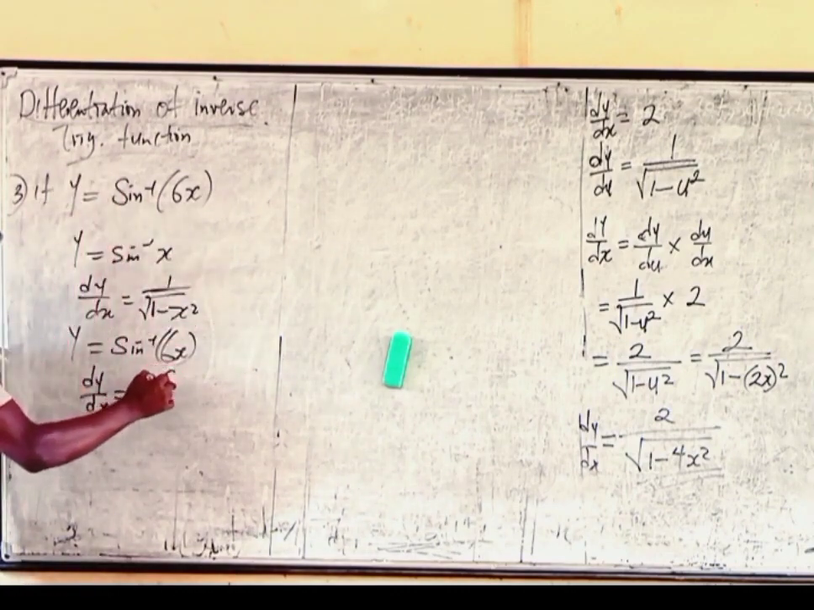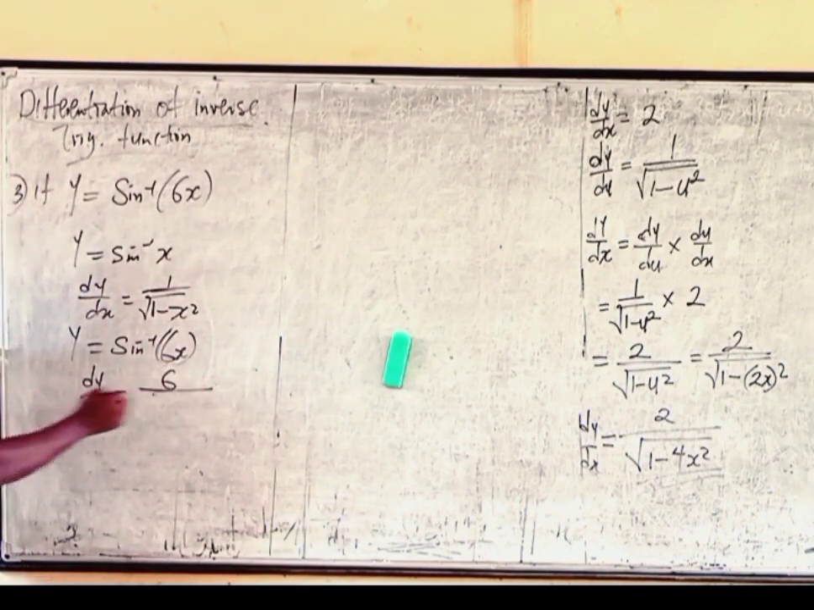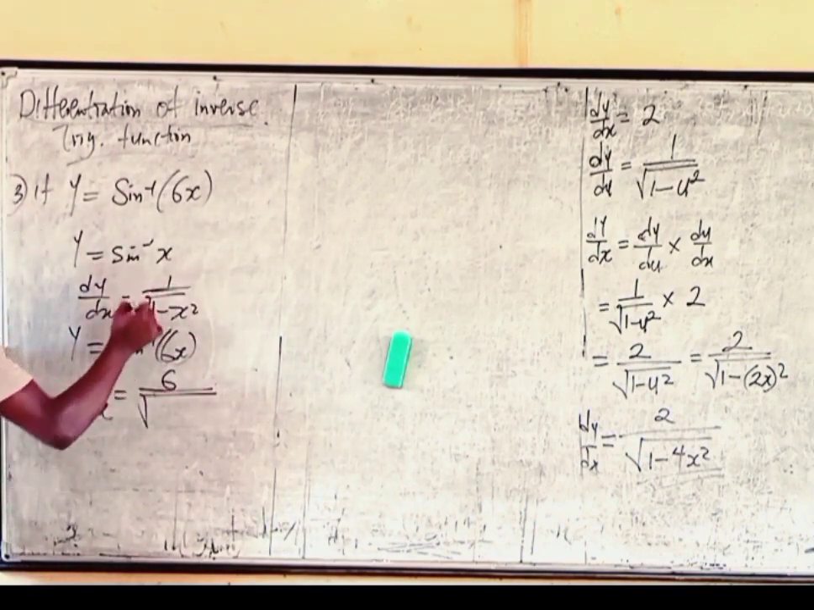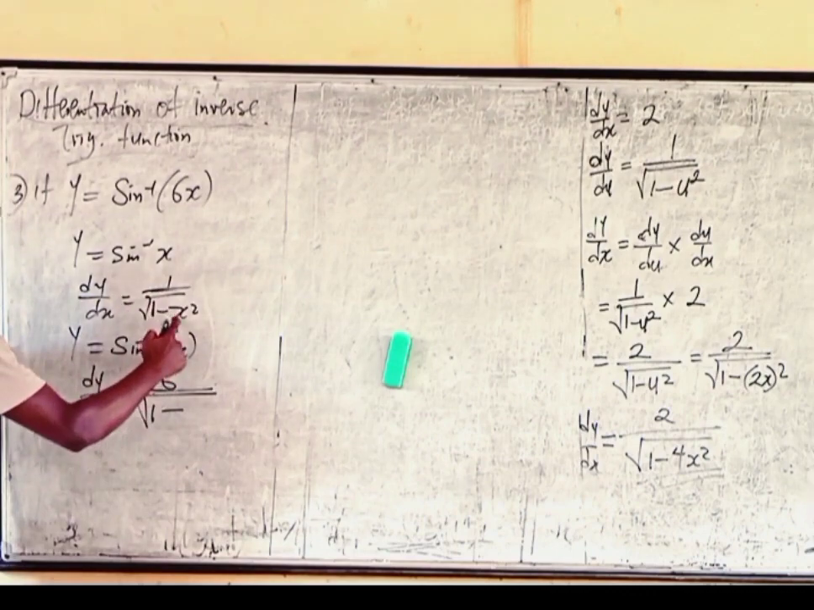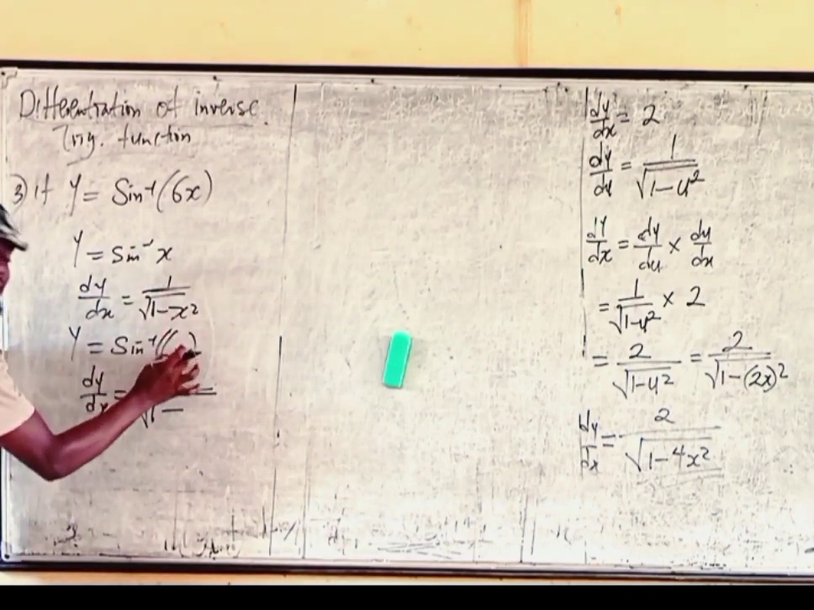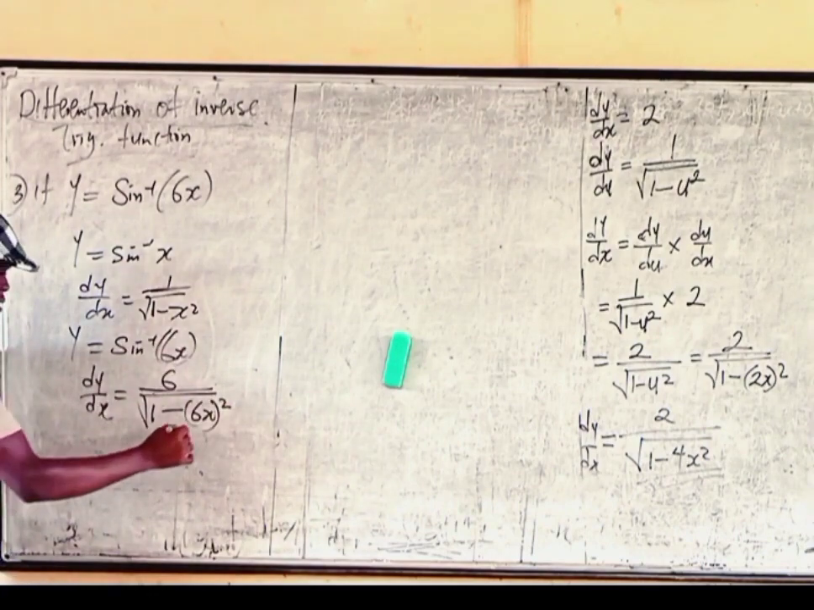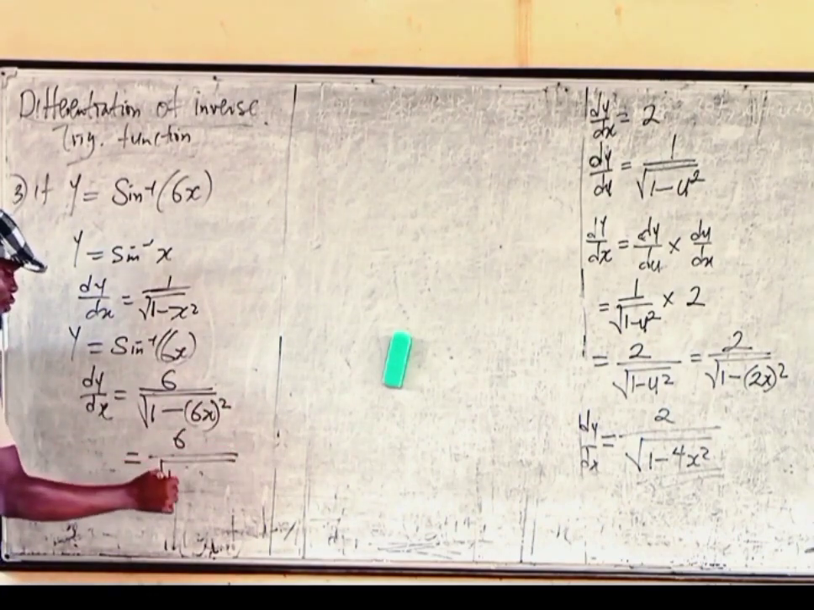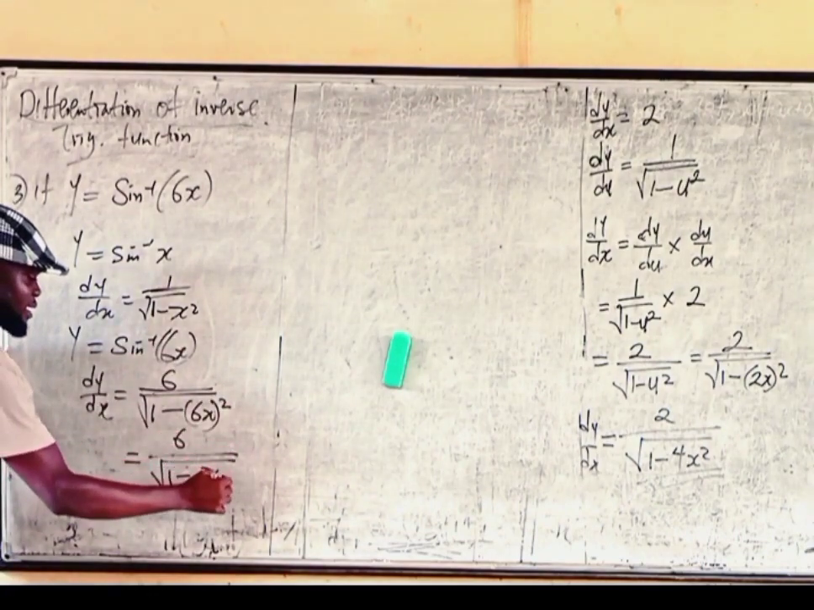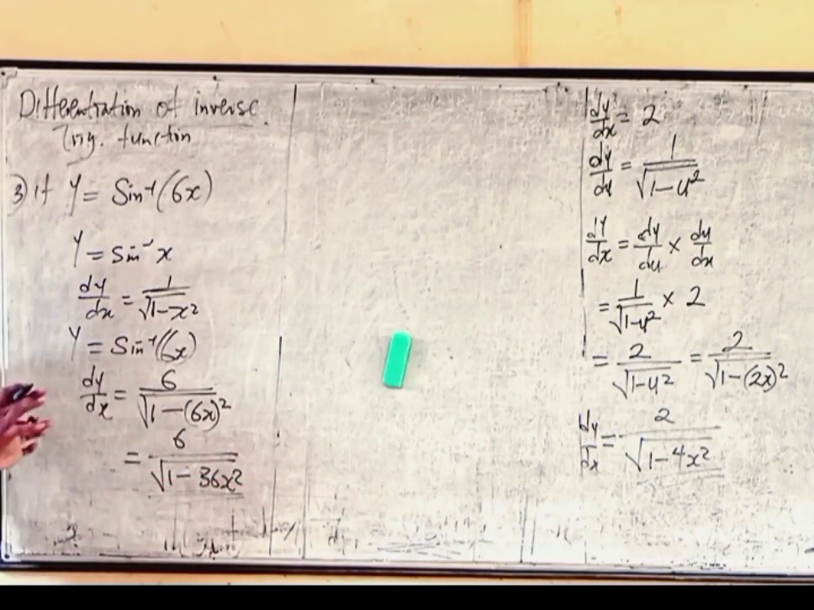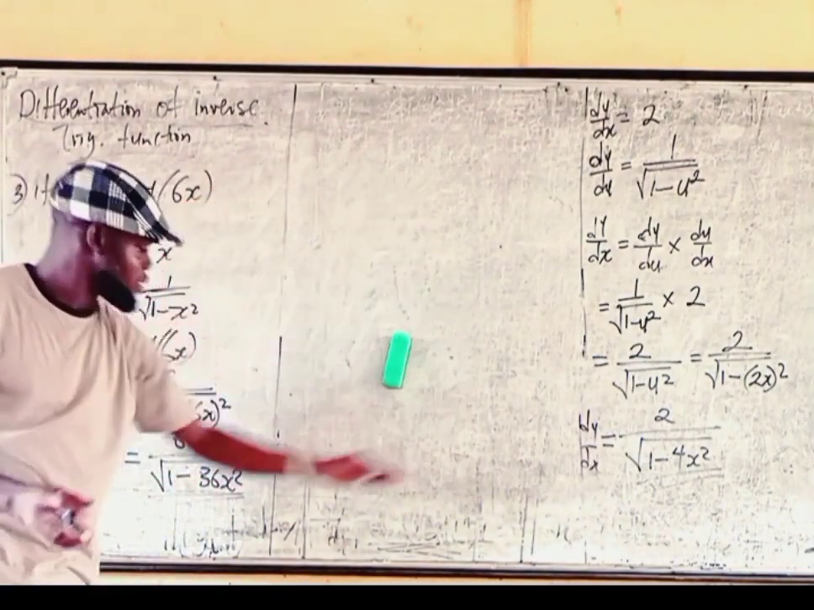That will be 6 over the square root of 1 minus... Am I going to use x squared? No, I'll still use the same 6x, then before I will now square it. So that everything will now be 6 over the square root of 1 minus 36x squared. Simple as ABC. If you try that method, you see what I'm doing.